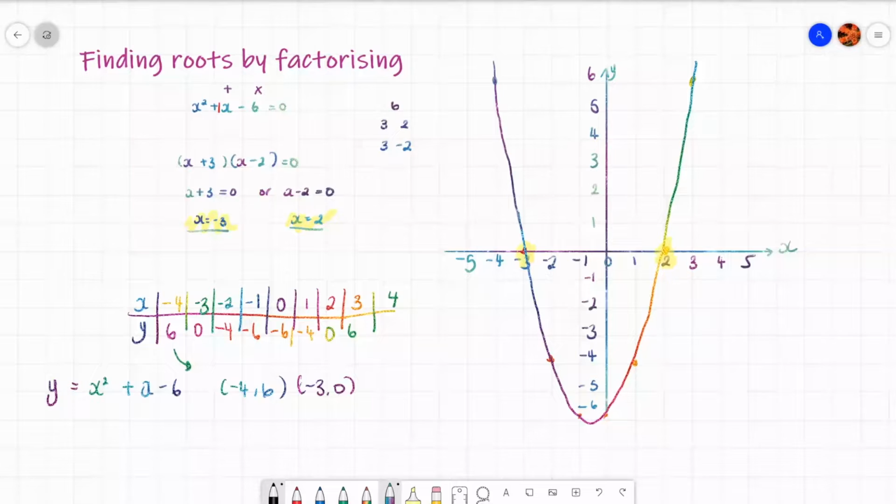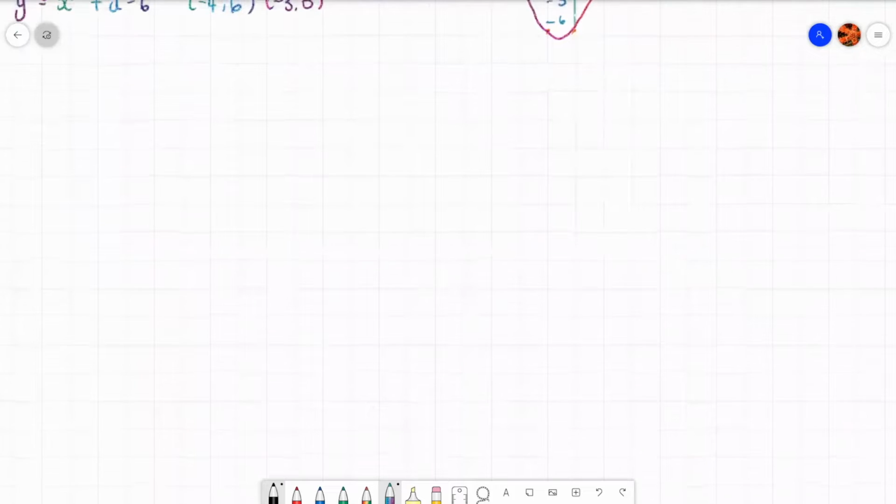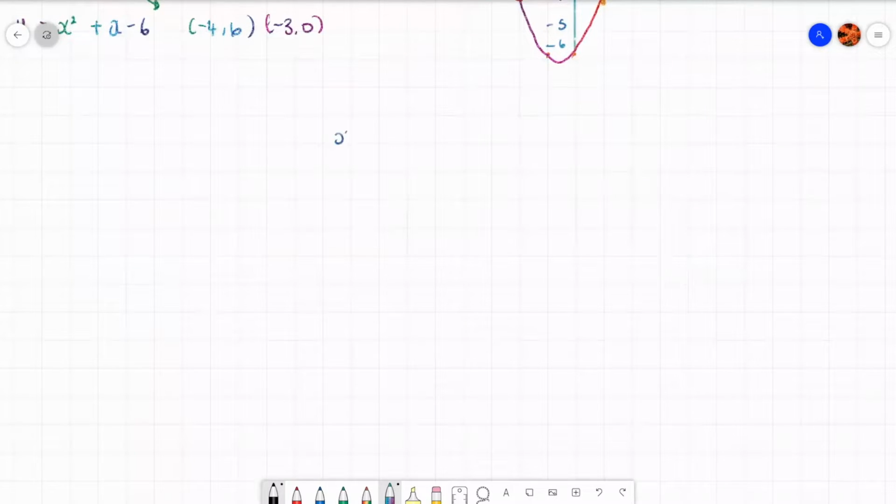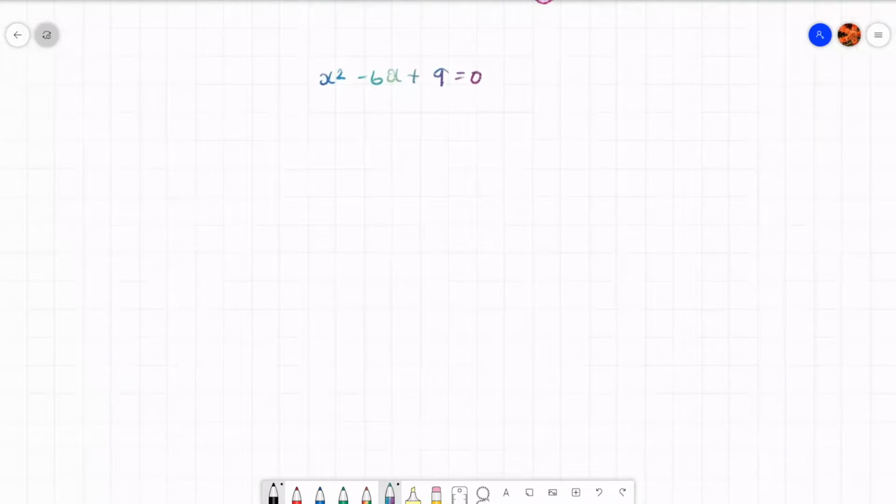What I will do is we will draw a graph for this one, and then we can move on to doing it without the graphs. But I think it's really nice for you to have a look at the graph and see that, you know, it actually works. So let's do another one. Let's do x squared -6x plus 9 equals 0. Okay, so we know we need to factorize. Two numbers that times to make 9 and add to make -6.